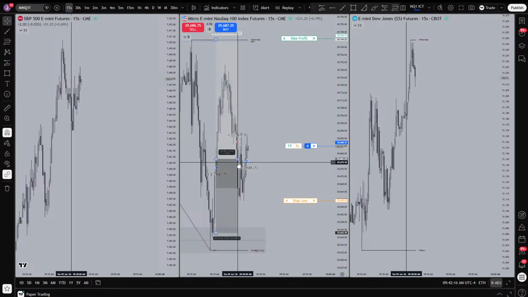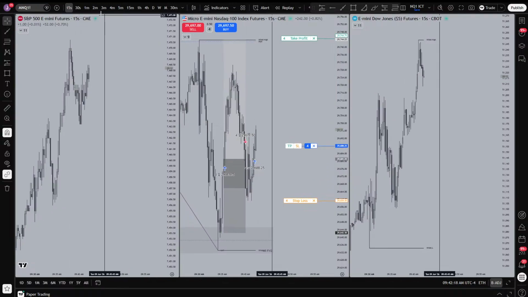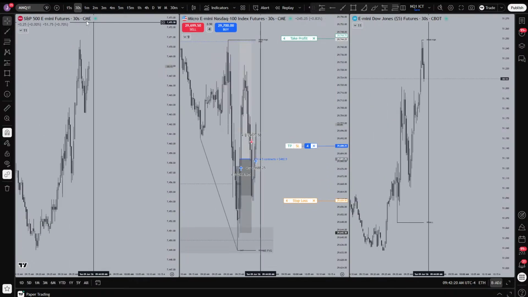Let's see. Just close this 15-second again here. I like it. And ES is still holding up overall as well.